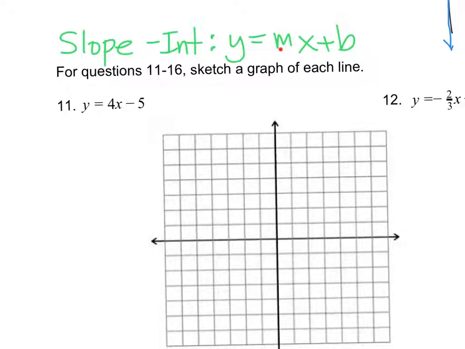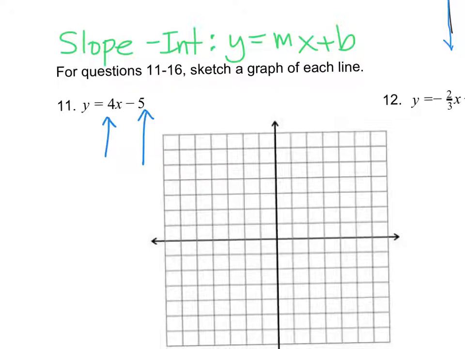So that's why this is called slope-intercept form. This b value is actually the y-intercept. So if an equation like 11 and 12 is in slope-intercept form, the easiest way to do that is to use the slope and the intercept in order to graph it, because as soon as I get a point and the slope, I can graph a line pretty easy.